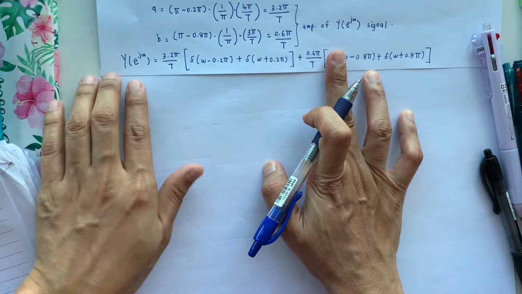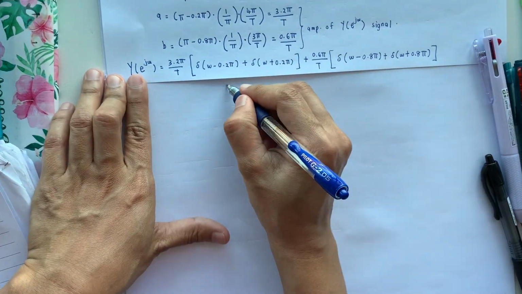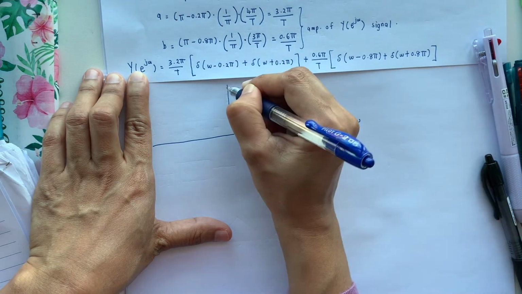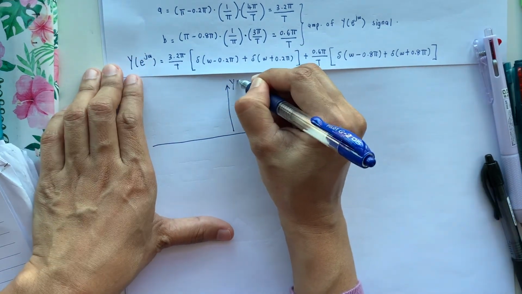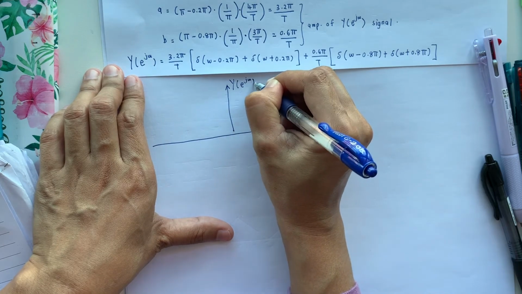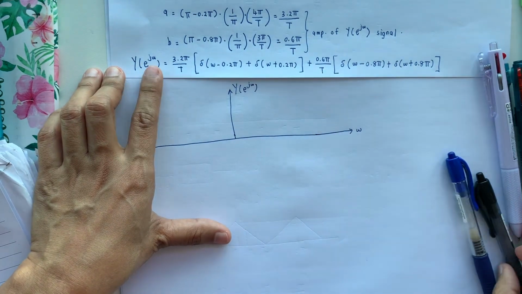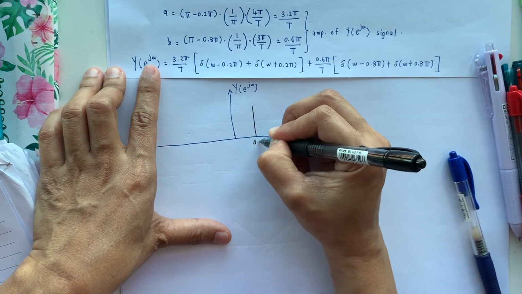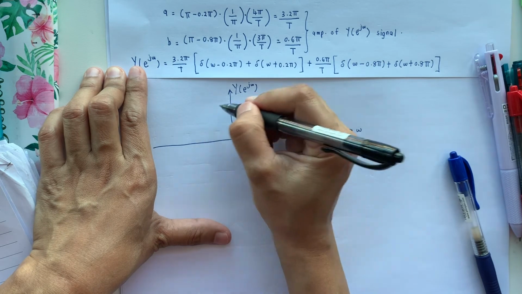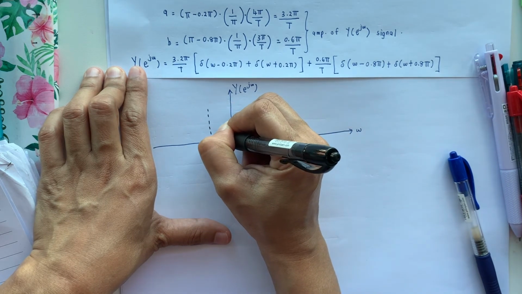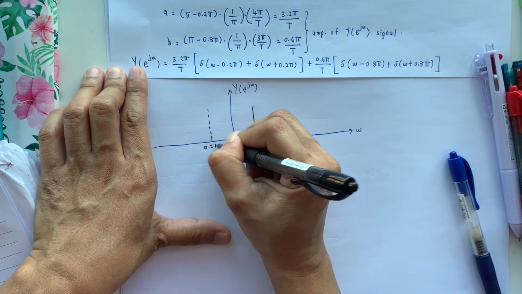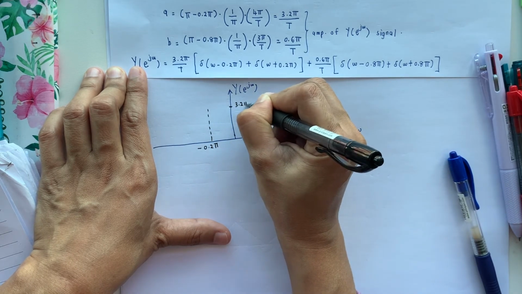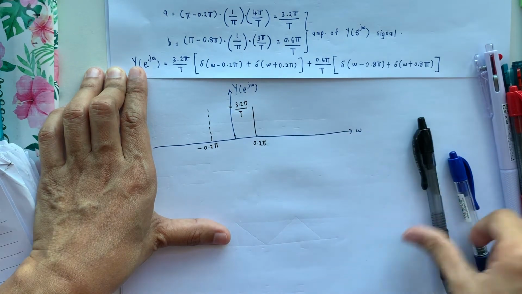Okay, so we sketch the spectrum. We have omega on the x-axis, and the y-axis is Y(e^{jω}). At 0.2 pi and at minus 0.2 pi, the amplitude is 3.2 pi over T.